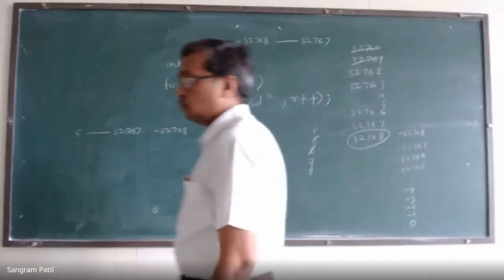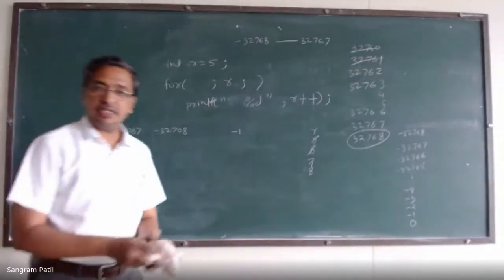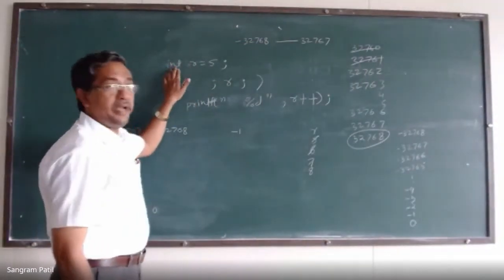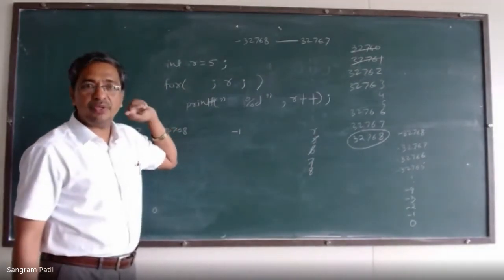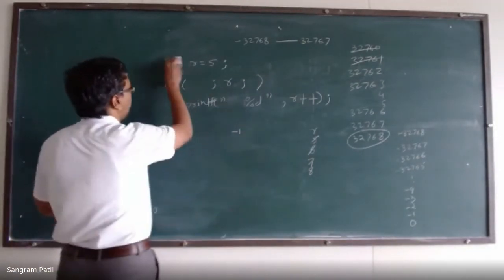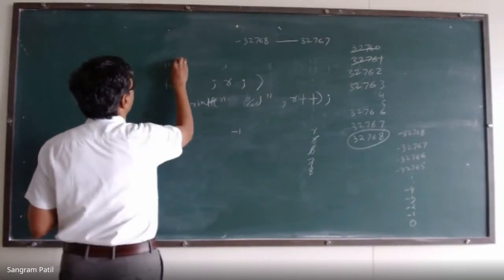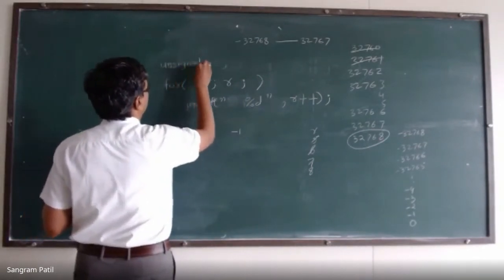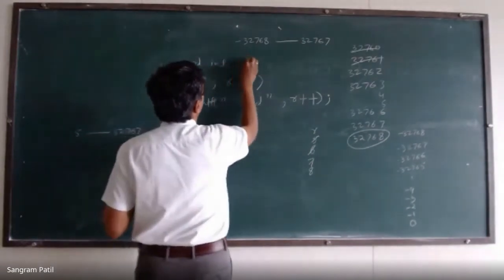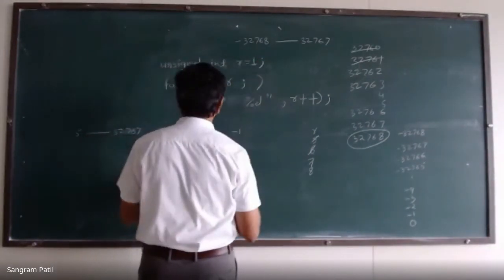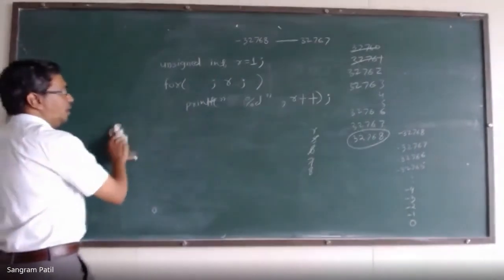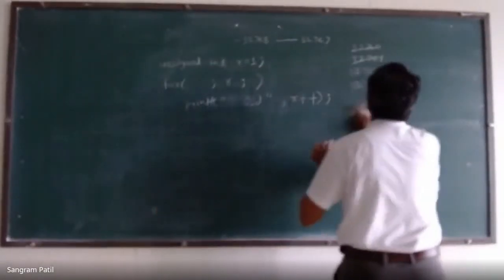Now, up to this stage, we have seen only integer numbers. But we have unsigned integer also. We have unsigned integer numbers also.